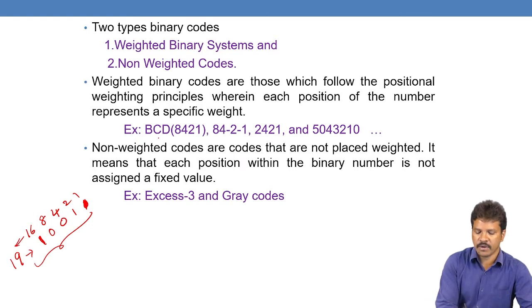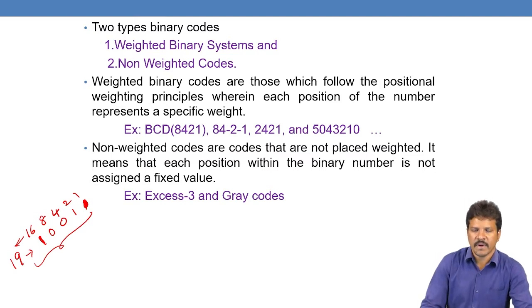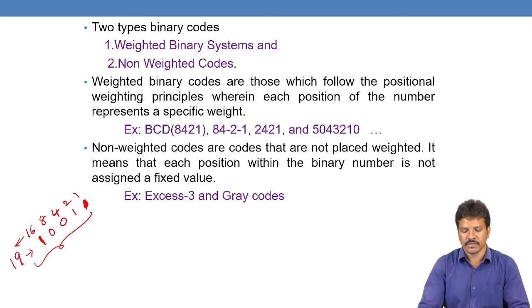For example, BCD, binary coded decimal, has weights 8, 4, 2, 1. The MSB weight is 8, the LSB weight is 1. Similarly, 8, 4, minus 2, minus 1 is also a weighted binary code. And 2 4 2 1, 5 0 4 3 2 1 0. These are examples of binary weighted codes.